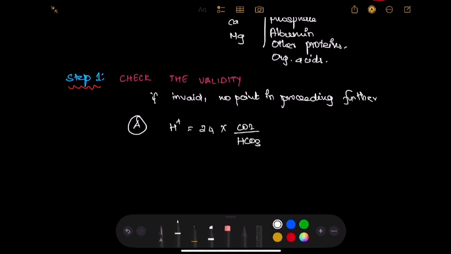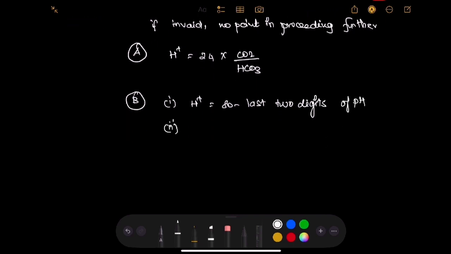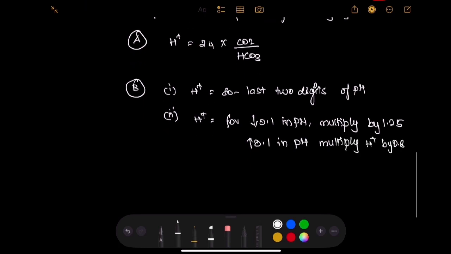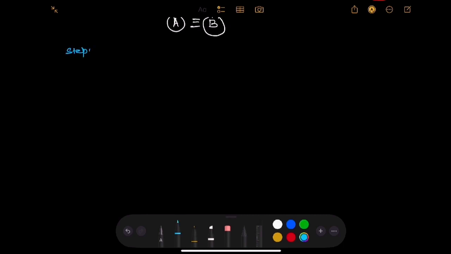So what is the formula for checking the validity of the ABG? Using the Henderson-Hasselbalch equation, H plus concentration is equal to 24 times carbon dioxide divided by bicarbonate. We take this as A. The carbon dioxide and bicarbonate levels will be given in the ABG report. The second calculation is H plus concentration equal to 80 minus the last 2 digits of the pH. Or we can use the rule that for every 0.1 decrease in pH, we multiply the H plus concentration by 1.25, and for every 0.1 increase, we multiply it by 0.8. This is B. A must be equal to B; if not, we have to consider it invalid.